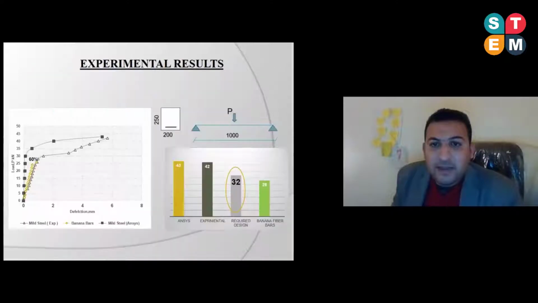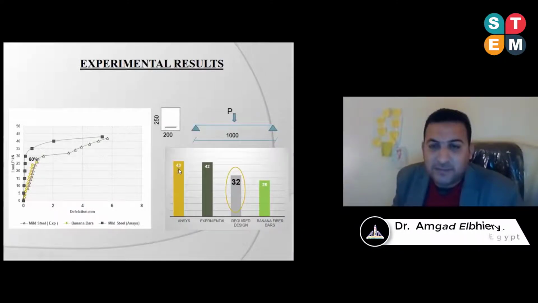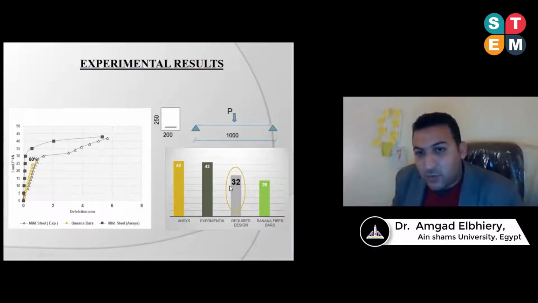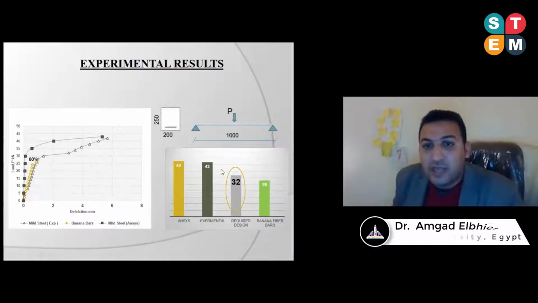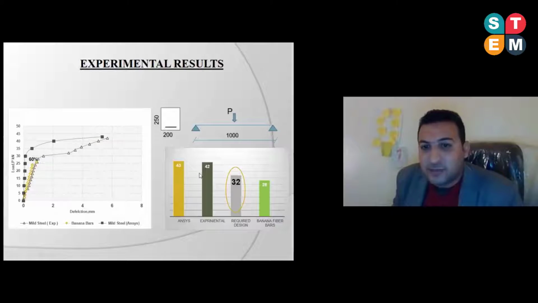When we make a comparison, the required design is 32, the banana fiber gives us 28, the experimental gives us 42, and the ANSYS program gives us 43 megapascal. Thus, the required design is 32, and the banana fiber is appropriate to the required design and not far from the experimental.